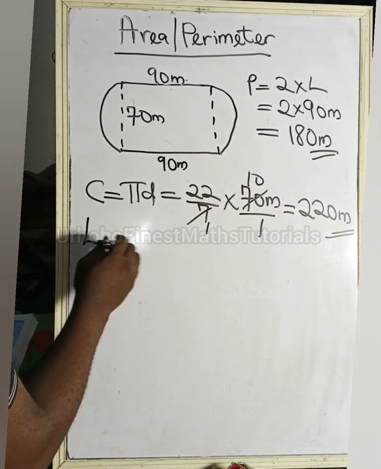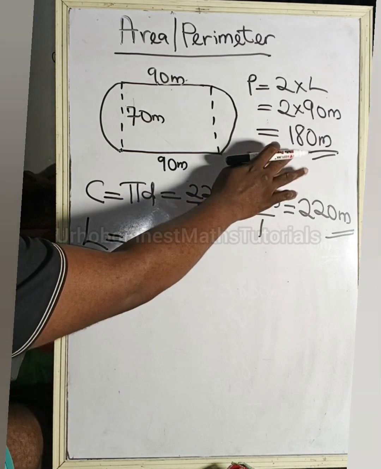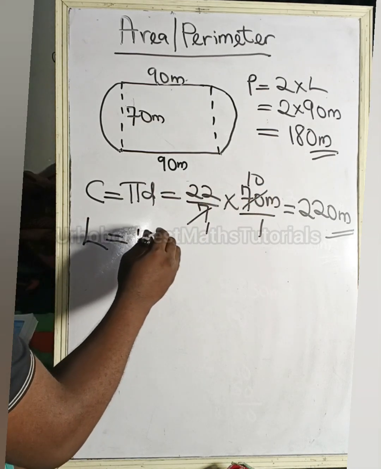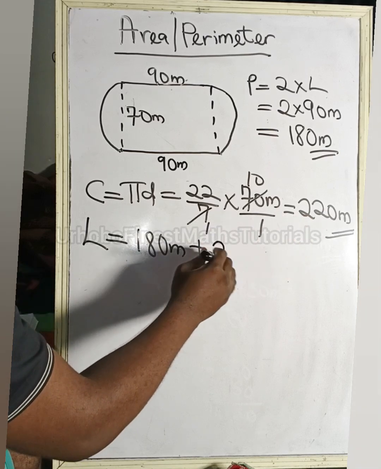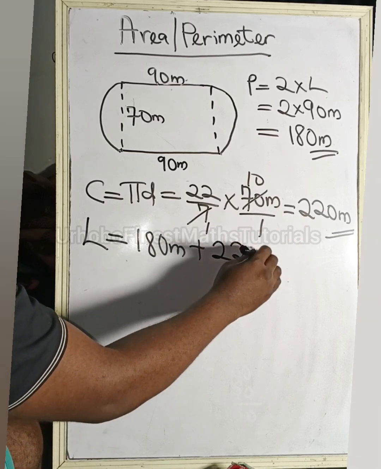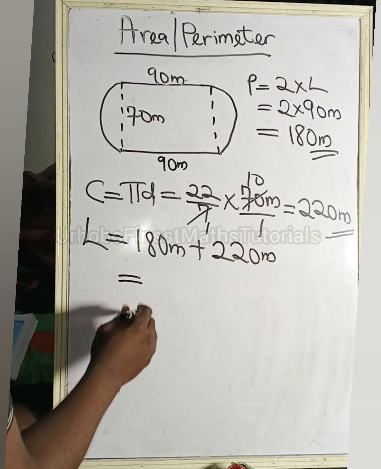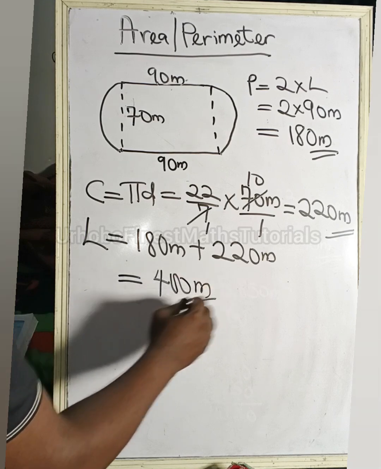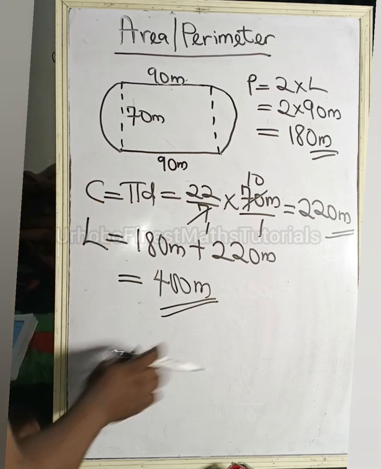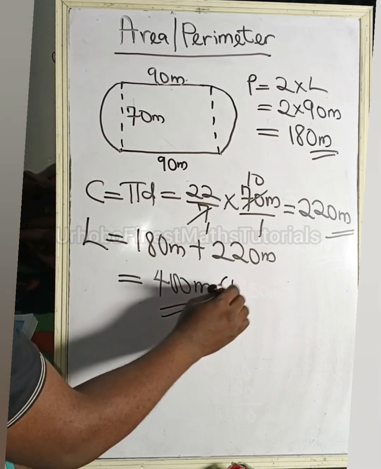So to get the length of one lap of the track, it's going to be the perimeter of the rectangle, which is 180 meters, plus the circumference of the circle, 220 meters. Okay, and this right here should be 400 meters. This is the length of one lap of the track. Our final answer. This is the answer for option B.